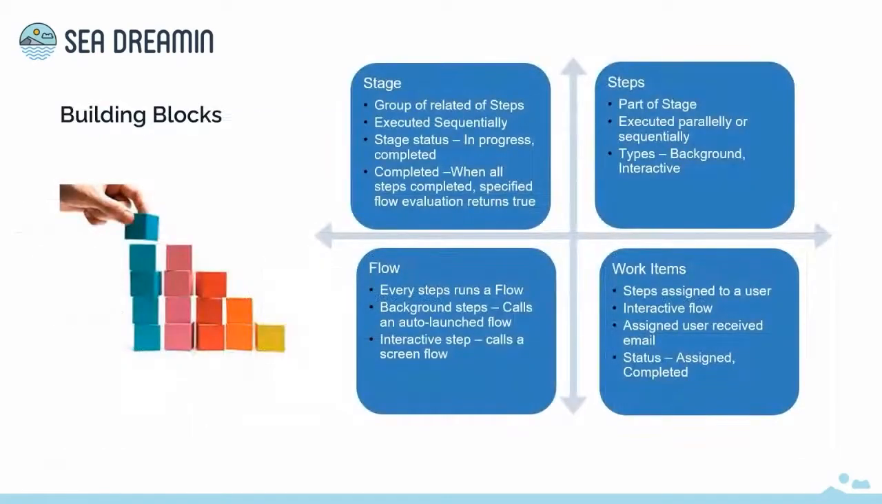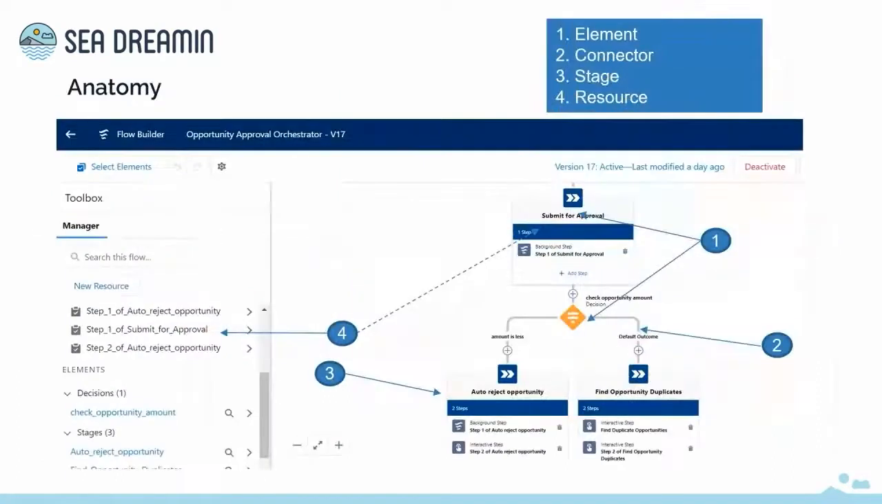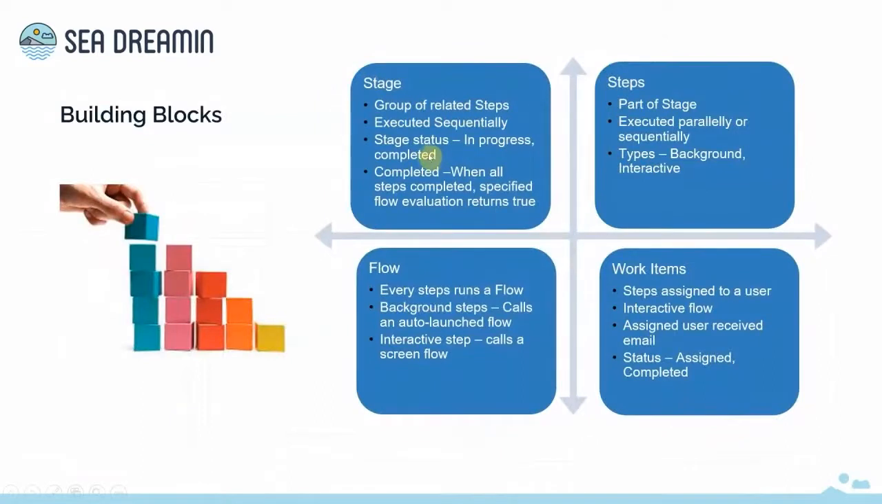Now let us see what are the different building blocks of a Flow Orchestrator. There are four main building blocks: stage, steps, flow, and work items. We have seen what is a stage. This is basically a box like you can see here. A stage is a group of related steps which are executed sequentially. And a stage consists of two statuses: in progress and completed.